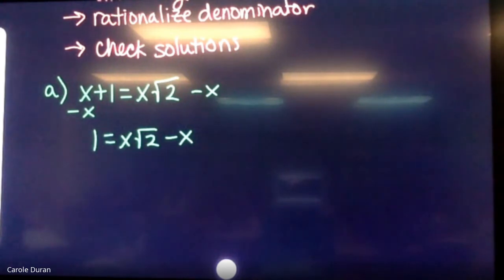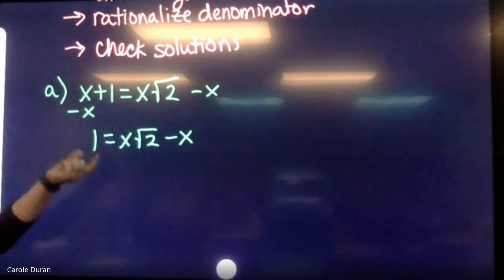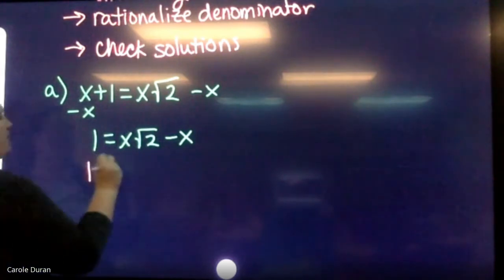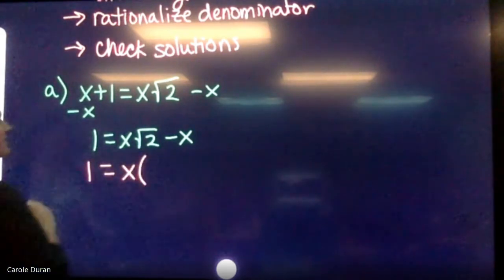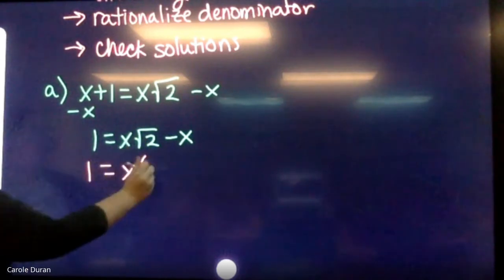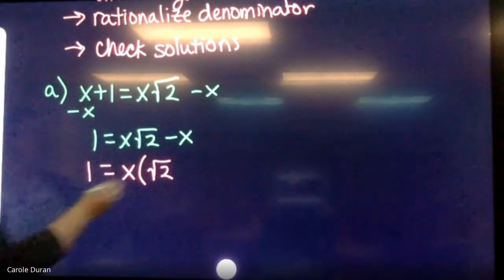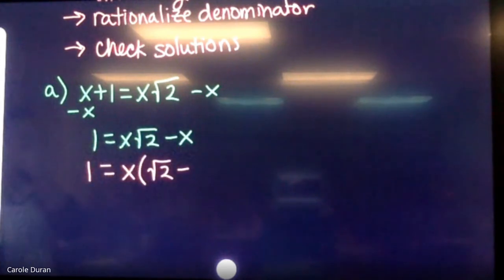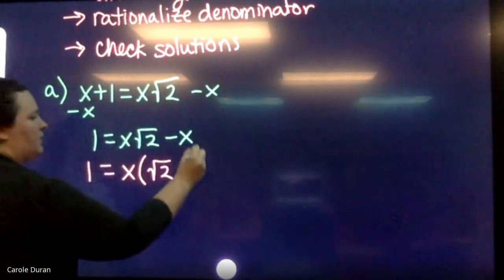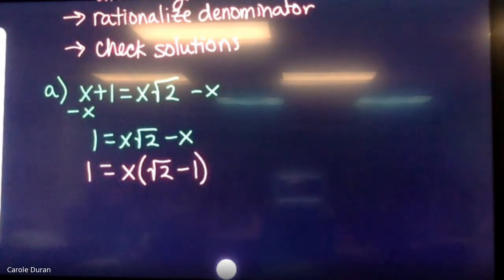What is step 2? Factor the x out, which means I'm going to divide it out of each of these terms and then put it in front of them. So this becomes 1 equals x times x root 2 divided by x is just a root 2 minus, what's x divided by x? 1. So this becomes x times the square root of 2 minus 1. I just divided x out of each of those terms and then put it in front of the parentheses.